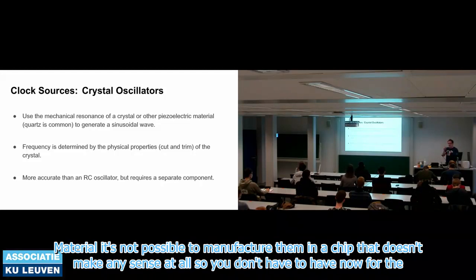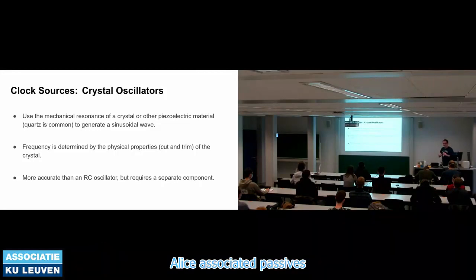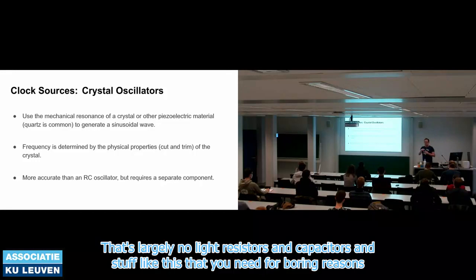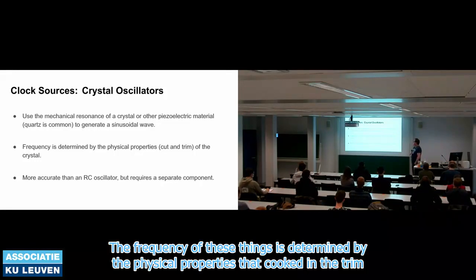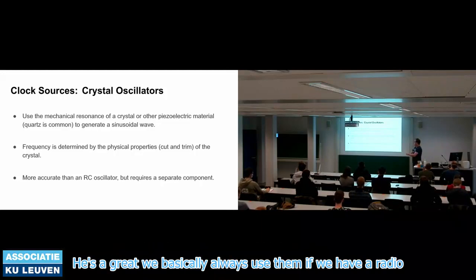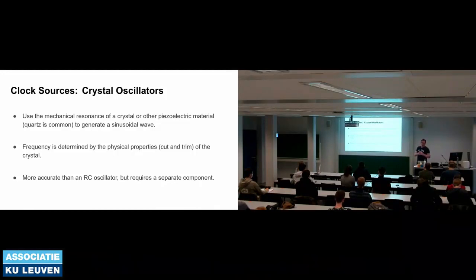So you're going to have now, for the first time, a board and at least one extra component on your micro if you want to have nice, accurate timing. That's your crystal, and its associated passives. If I say passives, by the way, I mean resistors and capacitors and stuff like this that you need for boring reasons. The frequency of these things is determined by the physical properties, the cut and the trim. But as I say, these are great. We basically always use them if we have a radio, but they do make our boards bigger and so on.